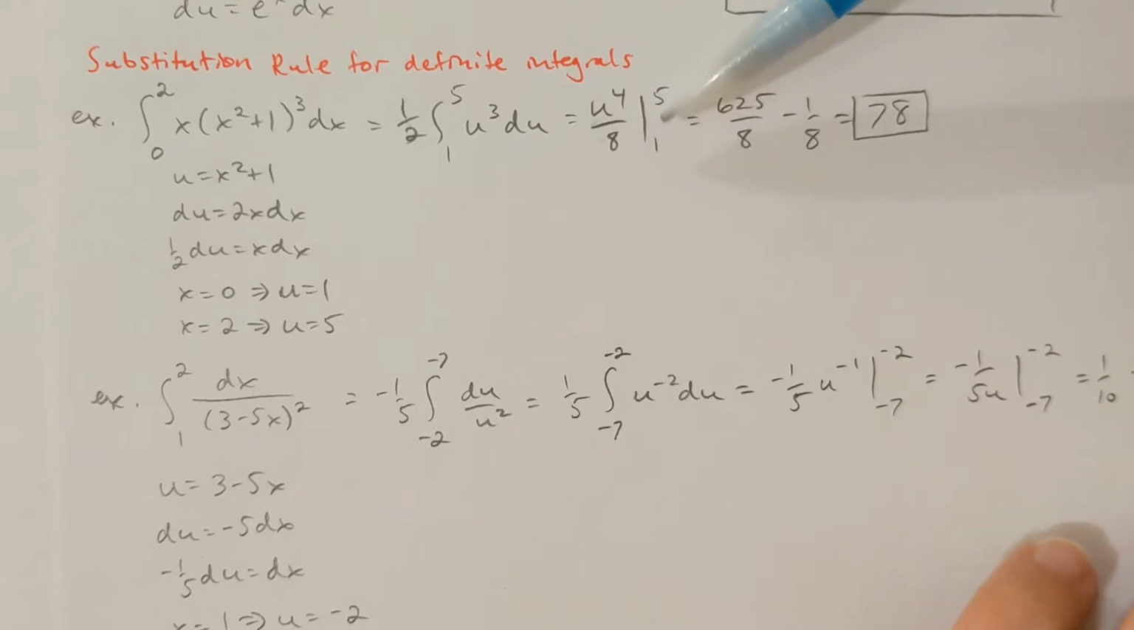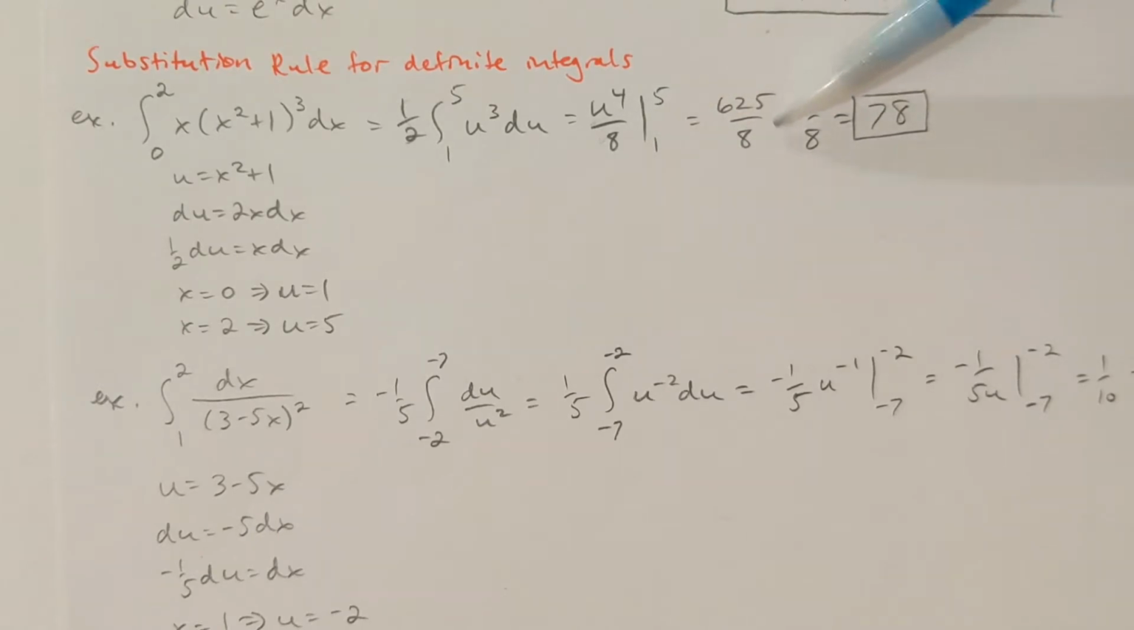Make sure that you've got the evaluation bar. And now you can plug in the bounds. When you plug in, 5 to the 4th is 625. 625 over 8, we're subtracting 1/8. That would give us 624 over 8, which would actually be 78 when you simplify that. Okay, so 78 would be my answer.